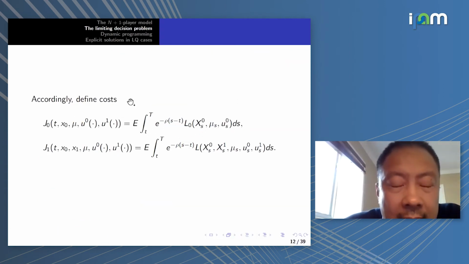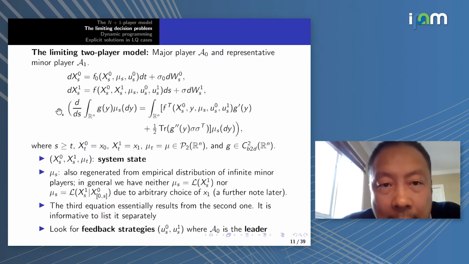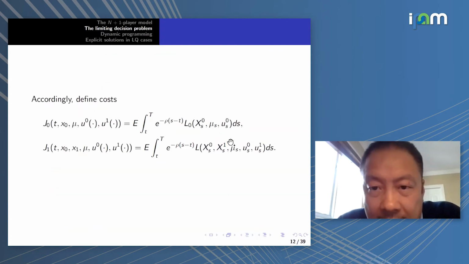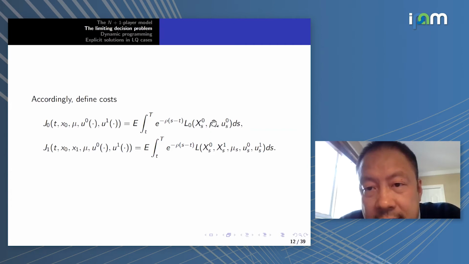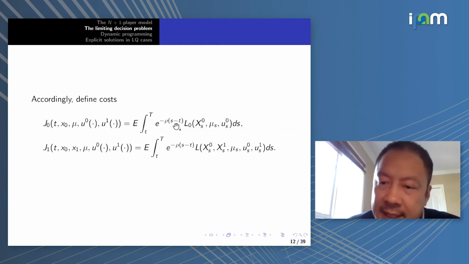So that's the aggregation of the system dynamics. So in the end we have the mean field measure flow, driven by the SDEs. We just have two SDEs. Similarly, for the two curves for the major player and the minor player, we use the mean field measure flow. So in the end, in the picture, we just have two players, the major player and the minor player.